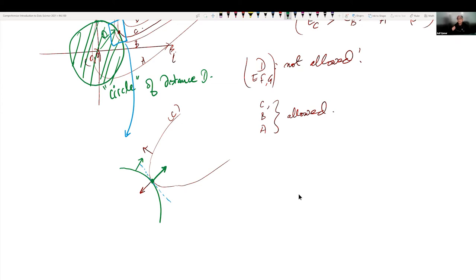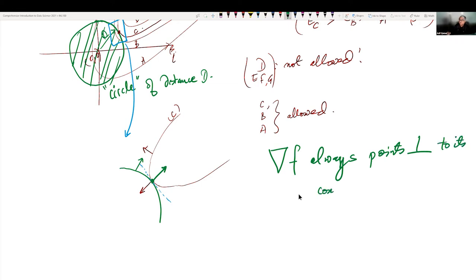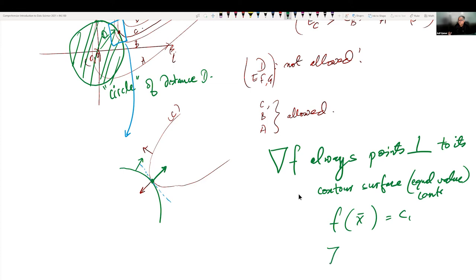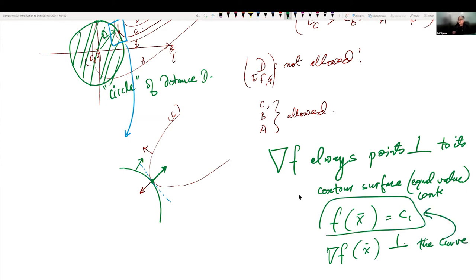Remember, we talked about gradient descent, isn't it? And I told you that the gradient of a function always points perpendicular to its constant value surface, its contour surface. Right? In other words, what is a contour surface? Equal value or constant value. So if you say f(x) is equal to some constant value c1, then the gradient of f at the point x will point perpendicular to the curve given by this equation.